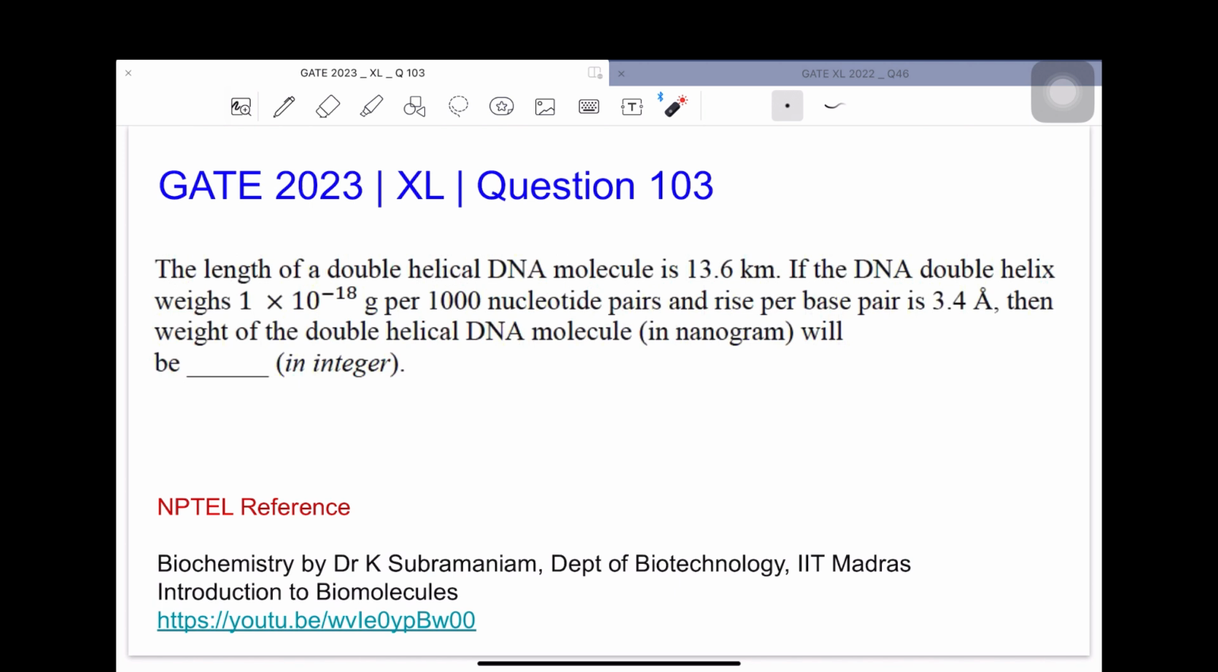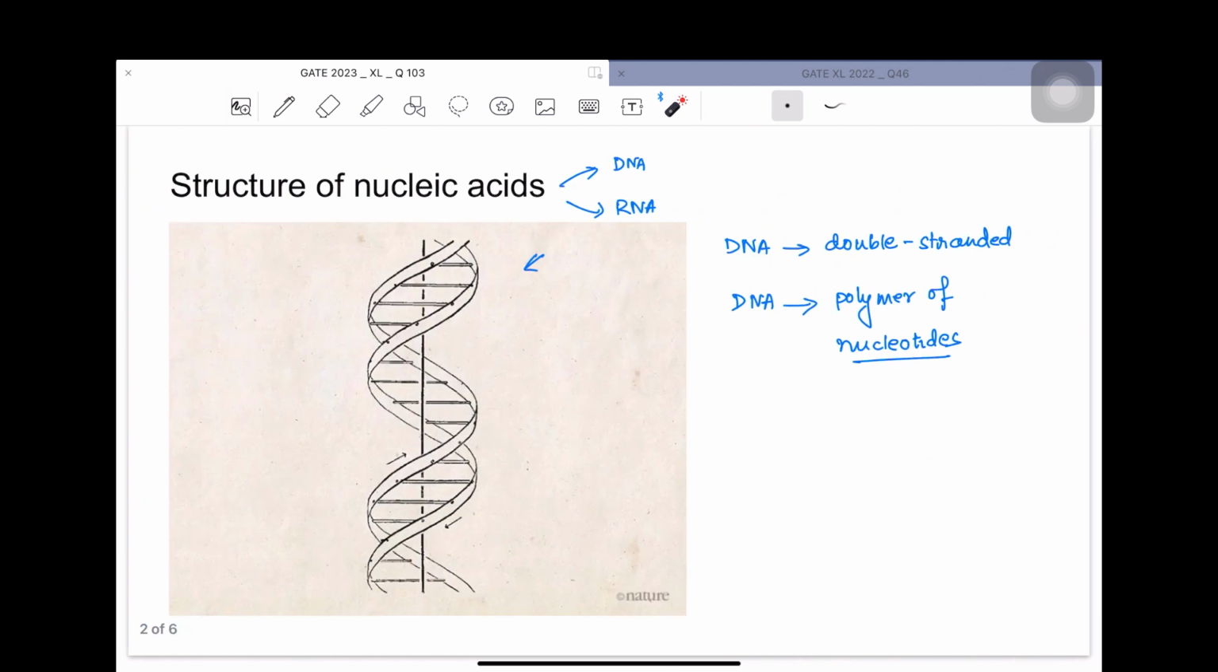Now before solving this question, just for some background, we will discuss the structure of the DNA. Now we know that there are two types of nucleic acids, DNA and RNA. And DNA, which is a double-stranded molecule, exists in a double helical form. Now this double helix model was first described by Watson and Crick. And we also know that DNA is a polymer of nucleotides.